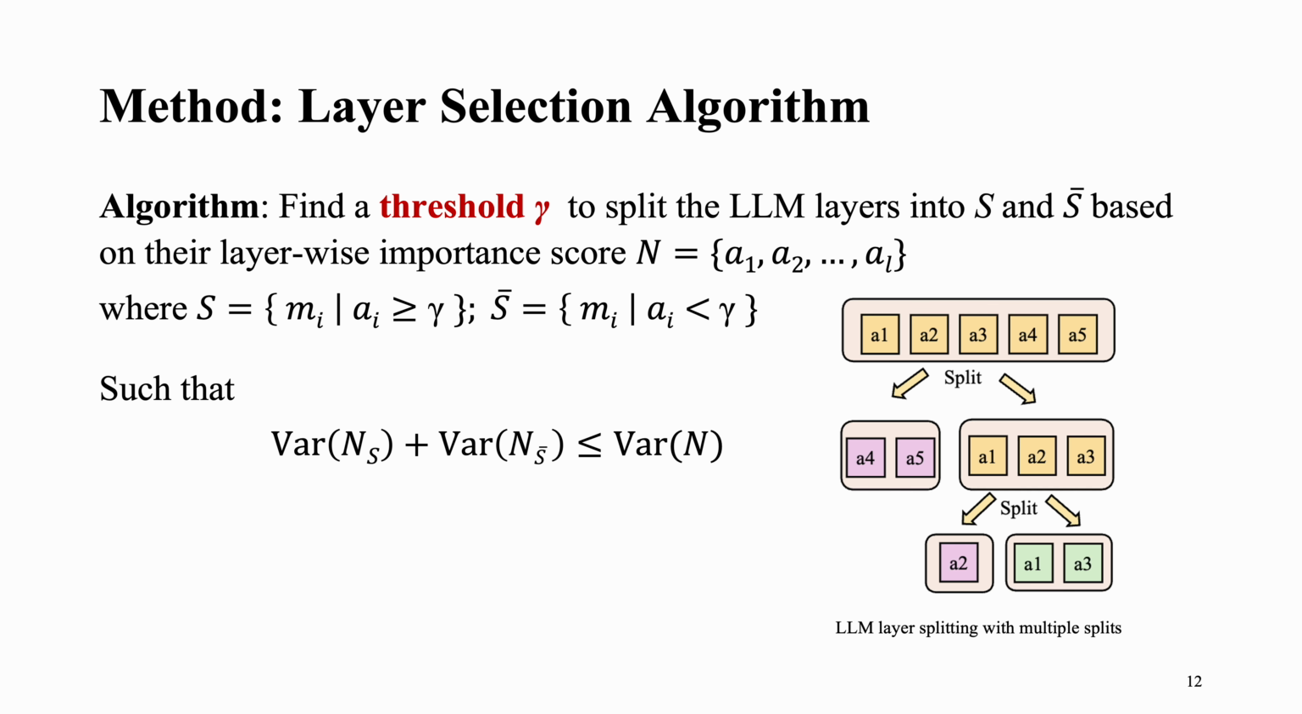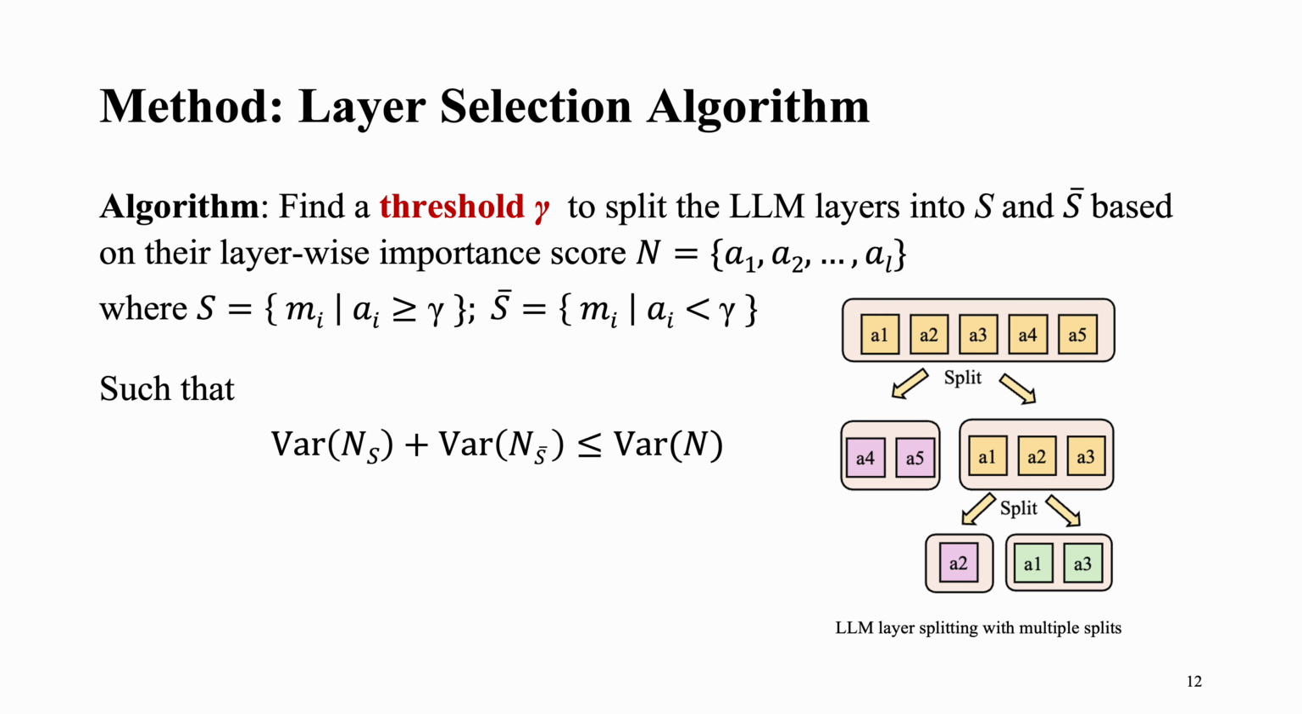We want to find the threshold gamma to split the layers into two groups. If a layer has an importance score greater or equal to gamma, it will be important. If a layer has an importance score less than gamma, it will be redundant. The threshold gamma can be obtained by addressing the inequation: after a split, the sum of the variances within each group is less or equal to the overall variance before the split. This idea is similar to a cluster algorithm, but is way more efficient.